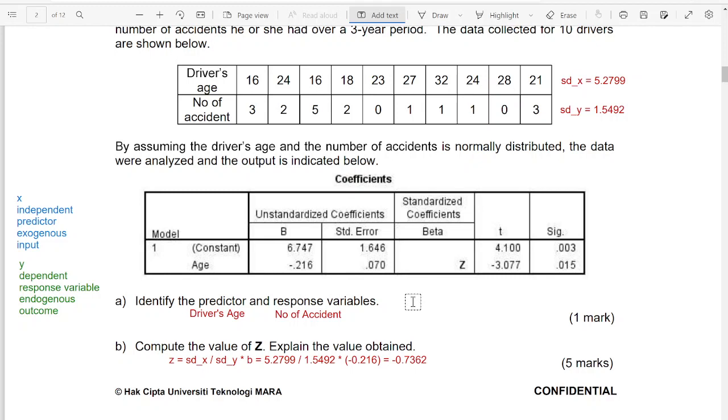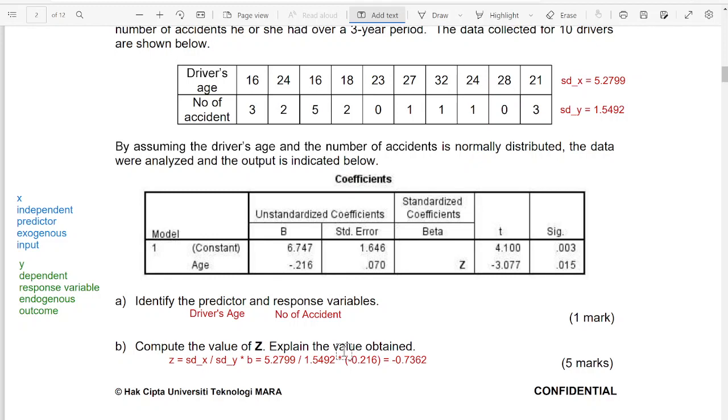So basically when we talk about the explanation in terms of the value obtained here, this is 0.7362. What you can say is that for an additional unit increase in the age, the number of accidents will decrease by 0.763. This is what the impact will be.